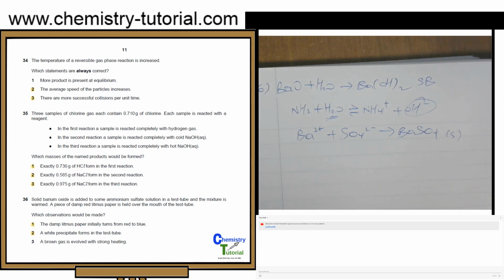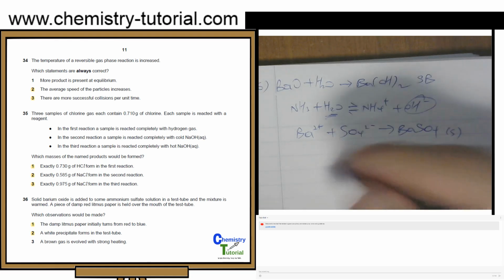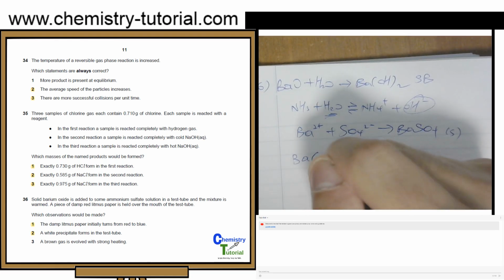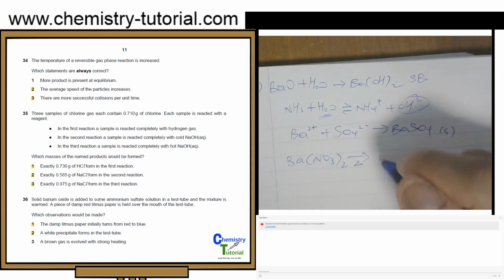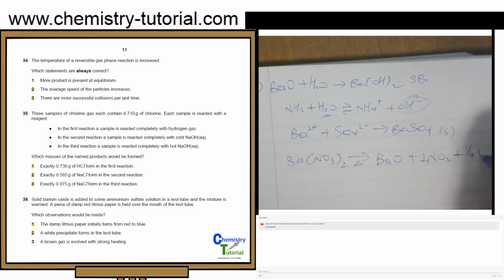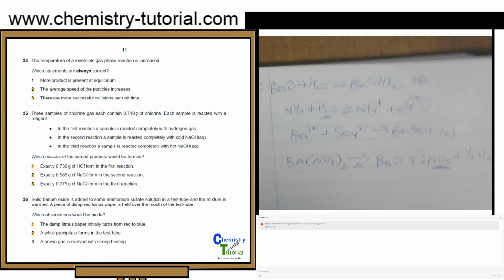A brown gas is evolved with strong heating. Now that's not true. One example of a reaction that can give you a brown gas that I can recall is nitrogen dioxide. For instance, let's say we are trying to decompose barium nitrate. If you decompose barium nitrate, you're going to get barium oxide plus NO2 plus oxygen gas. NO2 itself is a brown gas, but we do not have any nitrate over here. So statement 3 is out, and the only correct answers are statements 1 and 2.